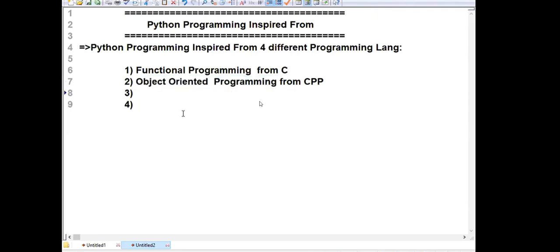All of them we are going to explain to you. Next is called modular programming language. Modular programming is inspired from where? Modula-3. This is called another kind of programming language.